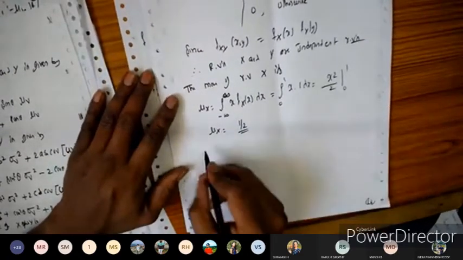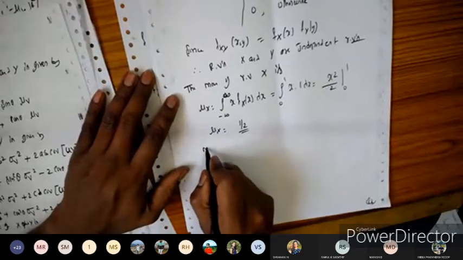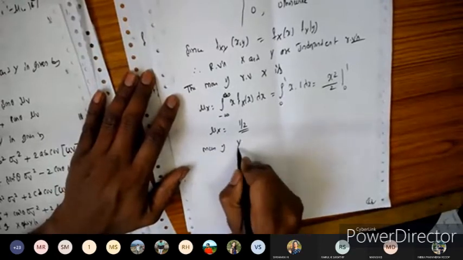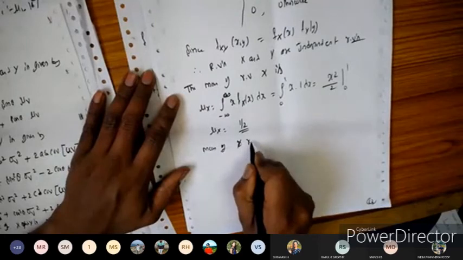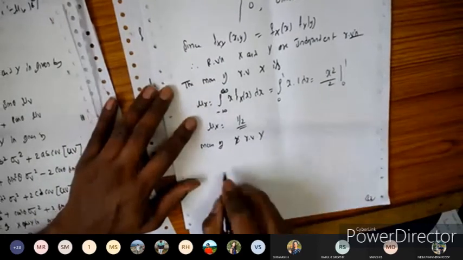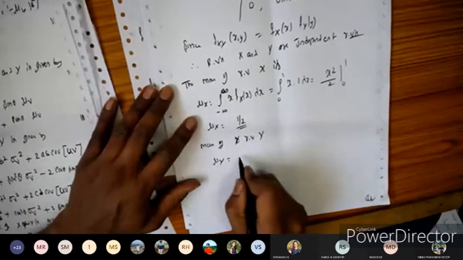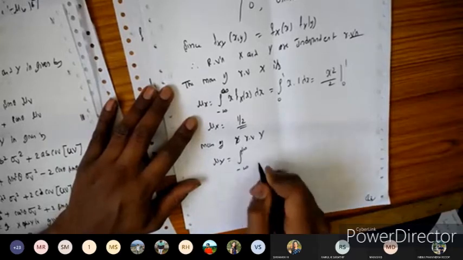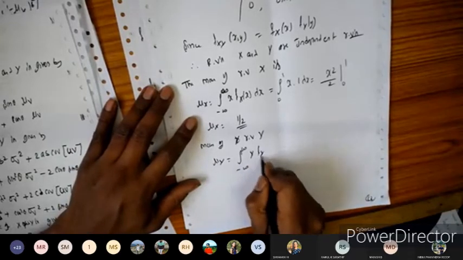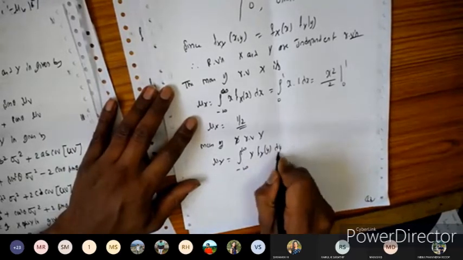Okay, so similarly, let us find out the mean of random variable y. Mean of random variable y. So this will also give the same value. So μy is the thing, but let us take the generalized formula: the integral of y into fY(y) into dy.